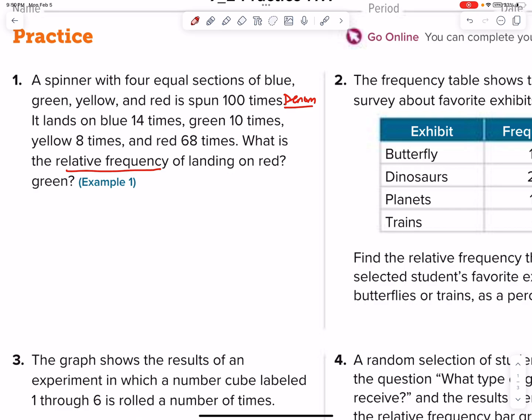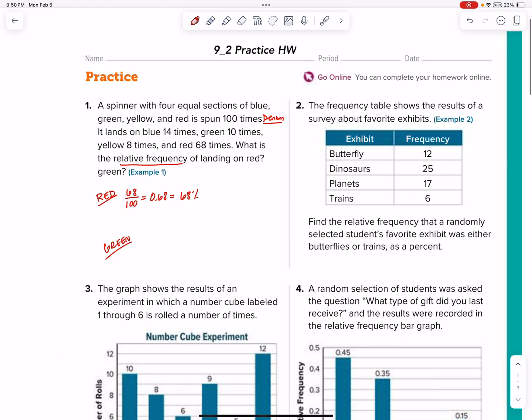And what's the relative frequency of landing on green? So be aware, it's not red or green. They want you to do the problem with red, and they want you to answer for just green. So if I'm just doing red, I'm only looking at red, and red landed 68 times out of 100. I know that's 68 hundredths, 0.68. I know that's 68%. So you're going to do that for green as well to solve that one.